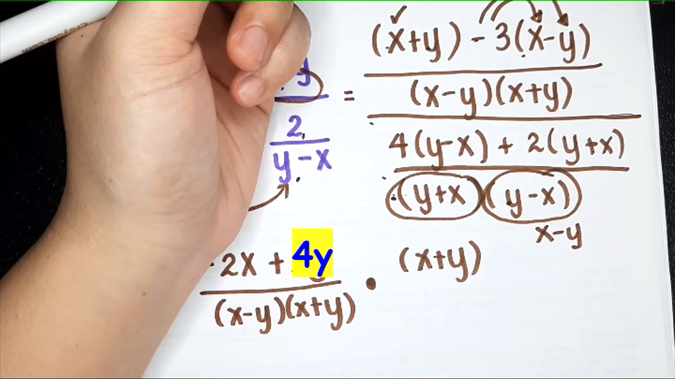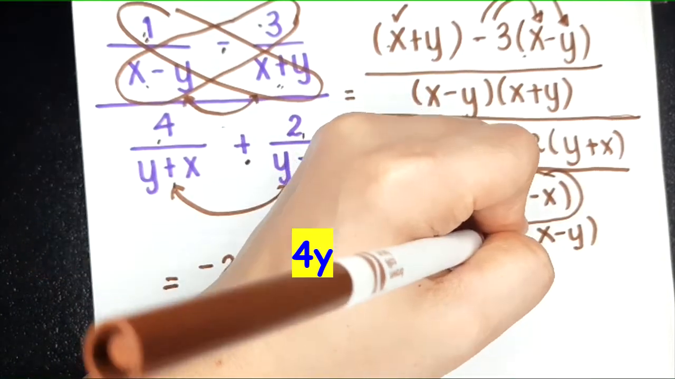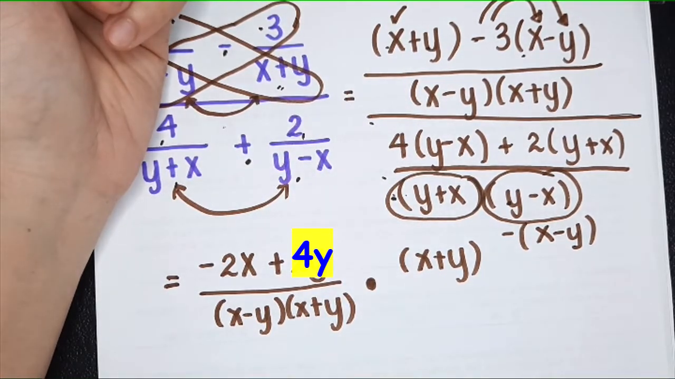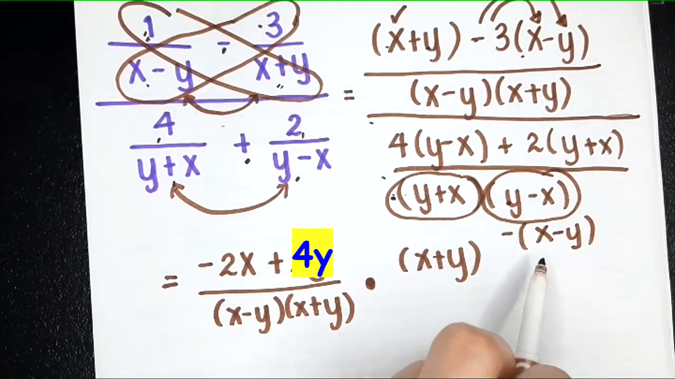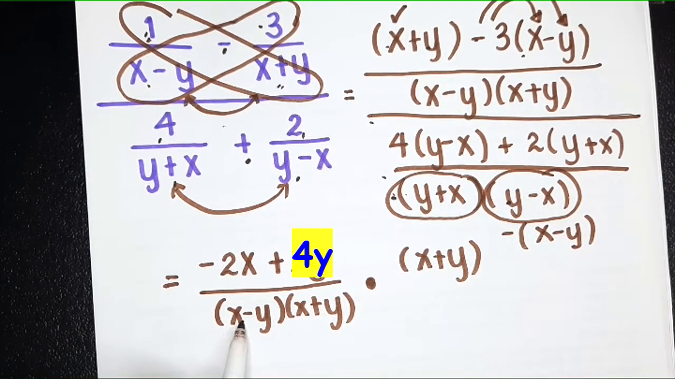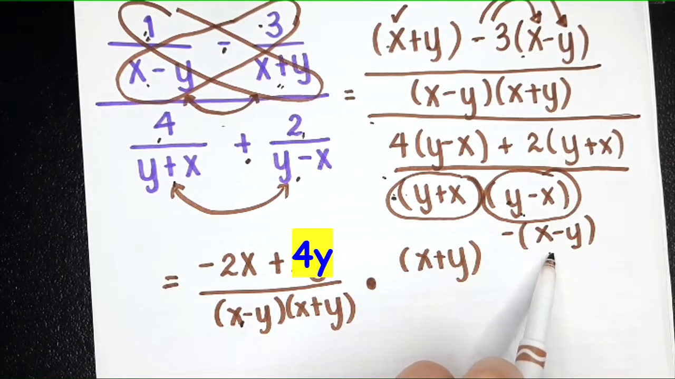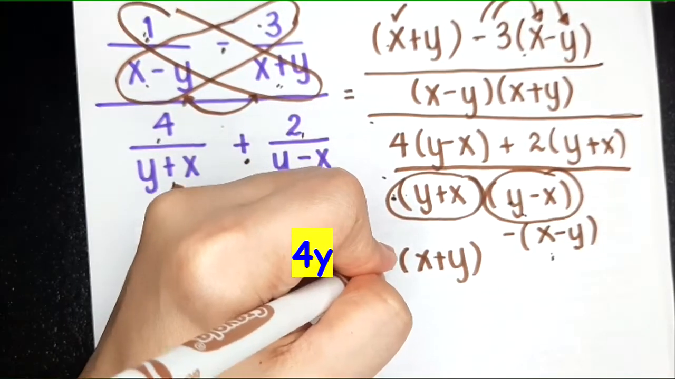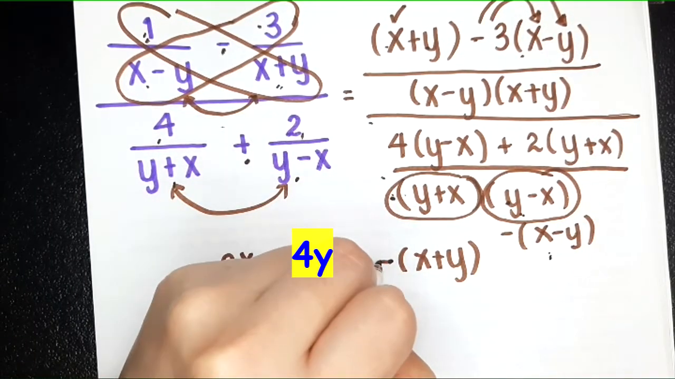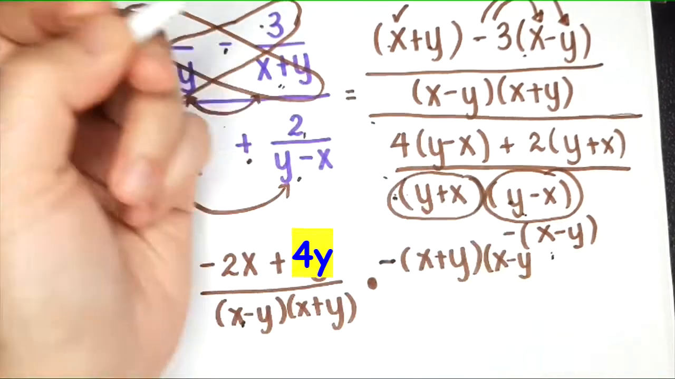Paano natin siya isusulat na ganon? All you have to do is to factor out a negative 1. Okay? So, bakit ko ginagawa yan? Para maging kamukha niya to. Okay, so I'm going to write y minus x in this way. Pero dito ko nilalagay ang negative here. So, I'm going to have negative of x minus y.